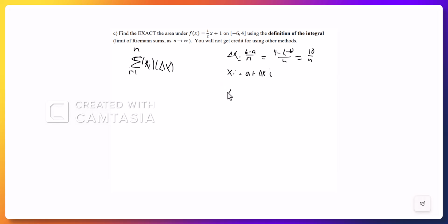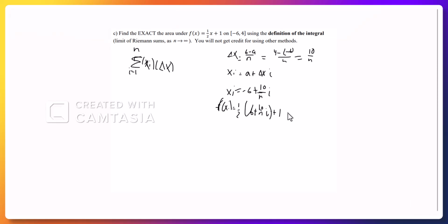So xi, after we plug it in, will equal -6 plus the change in x, 10 over n, times i. And now we find the function of xi. So we plug in what f of x was, but instead of putting x, we put the xi. So it'll be 1/2 times (-6 plus 10 over n times i) plus 1.